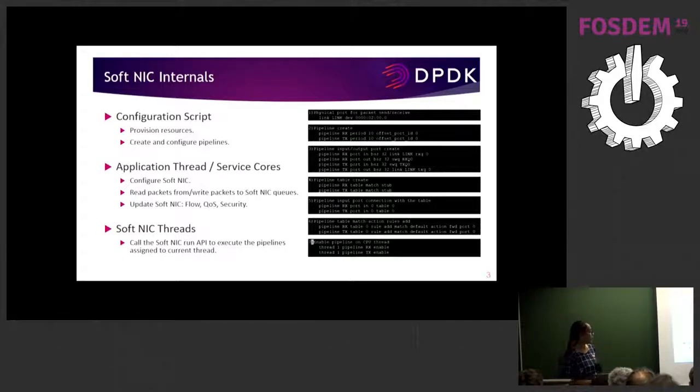Once the firmware script is loaded, the next step is that application threads can populate these tables with a certain set of rules. Rules are actions that are going to be applied on the packets. To do that, they can call the existing flow and security APIs that are available in DPDK. Once that is done, these threads have to call the SoftNIC run API in order to run the pipelines, which will handle the packets, receive, transmit, and apply the rules that are configured in the pipeline tables.